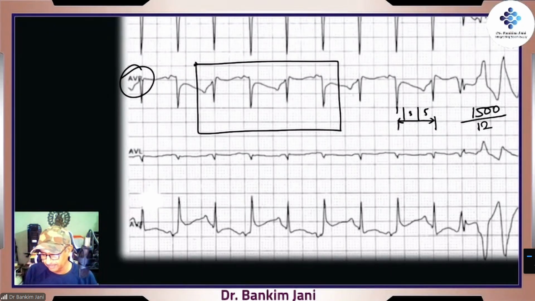1500 divided by 12. So that would be 1200, and the rest we have to just calculate, somewhere around 125, right? So if you divide 1500 by 12, that will give you 125. So that would be the answer. This is how it is calculated.